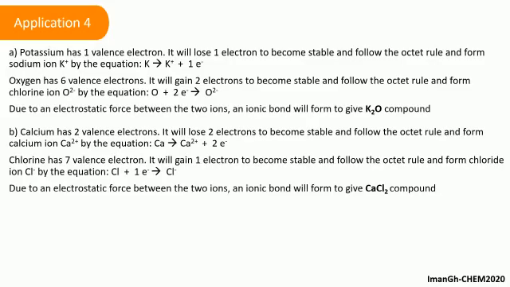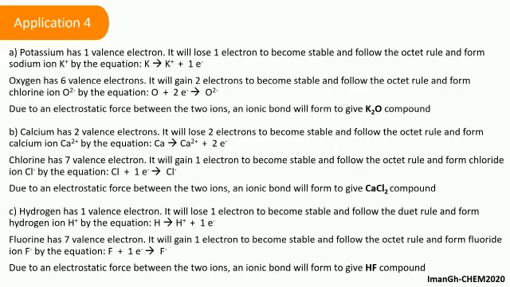Don't forget that each time you are asked to explain the bond formation, you have to include the following: number of valence electrons, whether the atom lost or gained electrons, its symbol, its ionization equation, and finally you have to state that due to an electrostatic force between the two ions, an ionic bond will form. In order to write the formula of the ionic compounds, you can use the crisscross method.